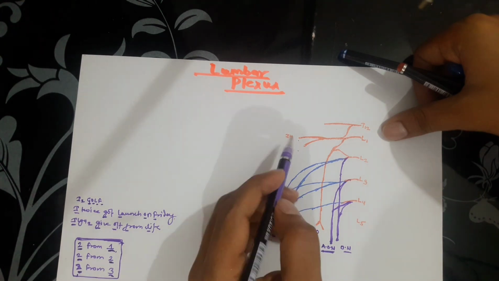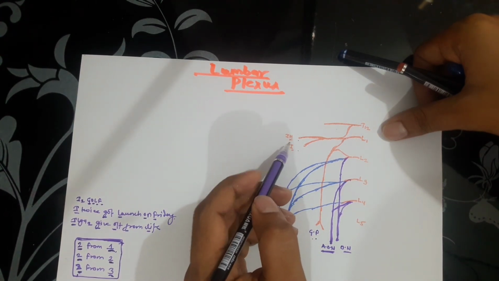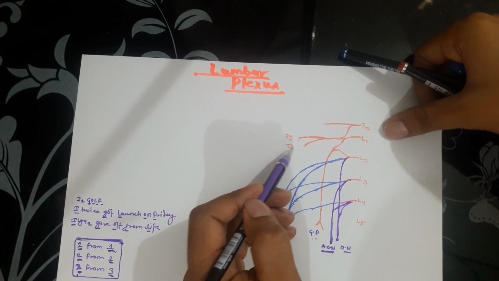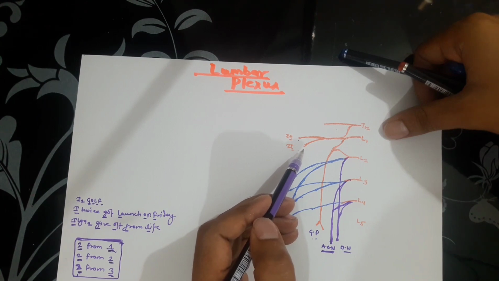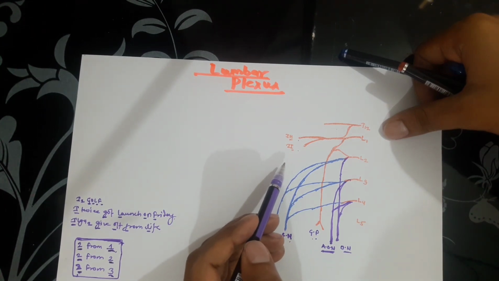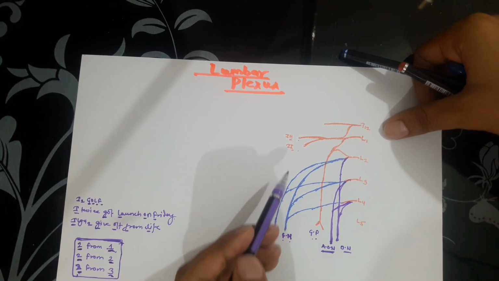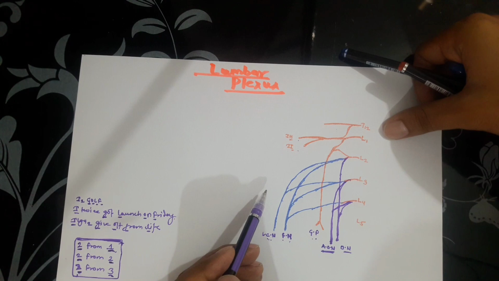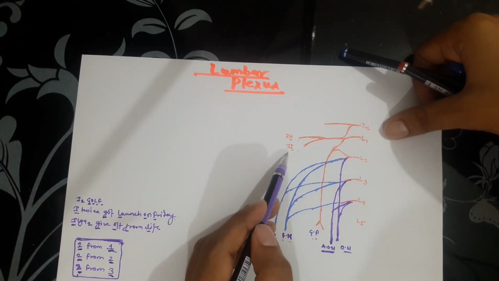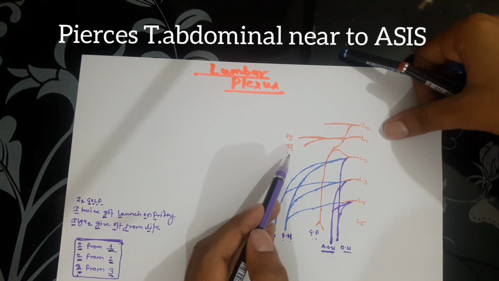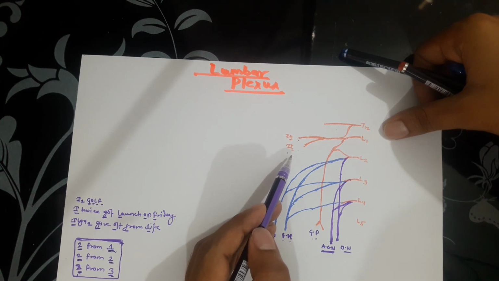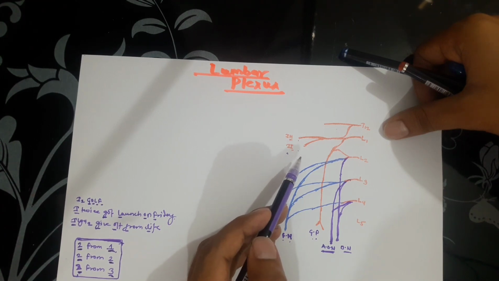So let's start from the iliohypogastric and ilioinguinal. The iliohypogastric and ilioinguinal nerves generally enter the abdomen posterior to the medial arcuate ligament, and then pass inferolaterally anterior to the quadratus lumborum and run superior, parallel to the iliac crest, and pierce the transverse abdominis near the anterior superior iliac spine. Then they supply the abdominal muscles and skin of the inguinal and pubic regions.